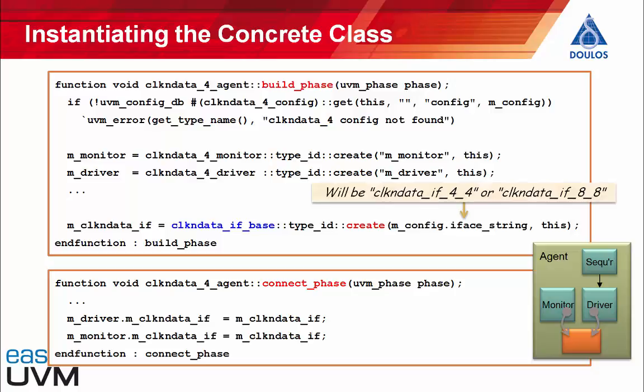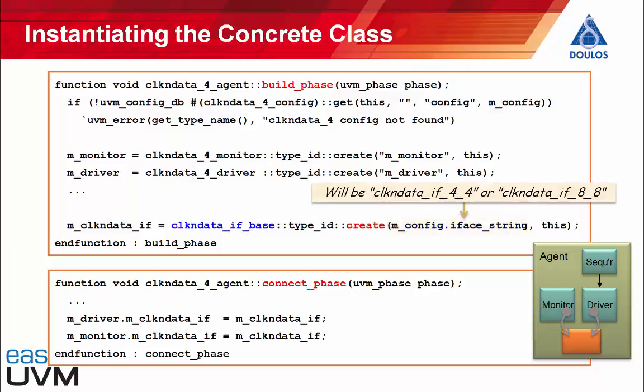So we're instantiating our concrete class object through a factory method call, clock and data interface base type ID create. And the actual object that we create won't be of type clock and data interface base. It will be an object of the concrete class that's actually embedded in the interface. And a key part of this whole technique is making sure that you choose the right string name for this object, because that string name is going to be used when doing factory overrides later on to make sure that we actually pick up the right type of concrete object in order to access the particular instantiation of the SystemVerilog interface that we're interested in.